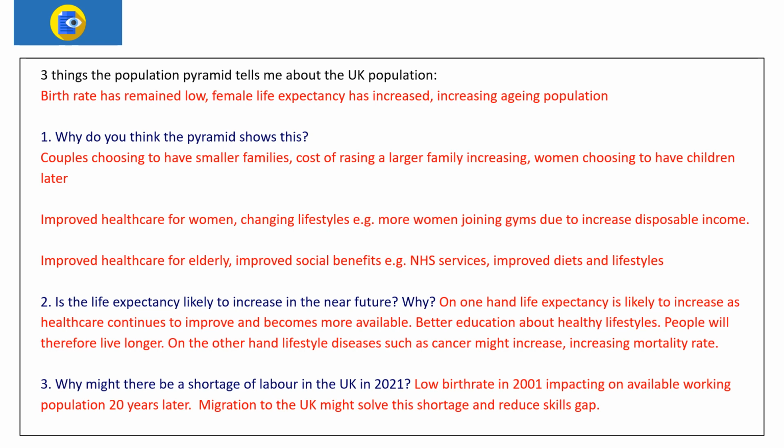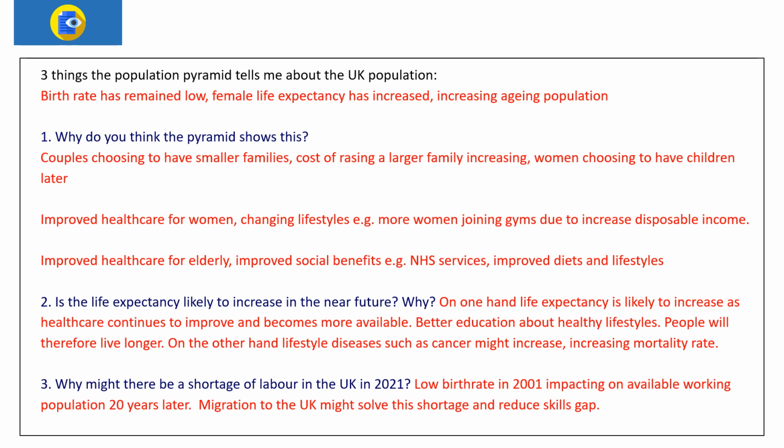Okay, everyone, I'm going to feed back now, so just add in anything that you might have missed. The population pyramid showed me that the birth rate remained low. This might be because couples are choosing to have smaller families. Cost of living is increasing, and therefore the cost of raising a larger family is also increasing. Women choosing to focus on their careers and choosing to have children later in life would also be a reason.